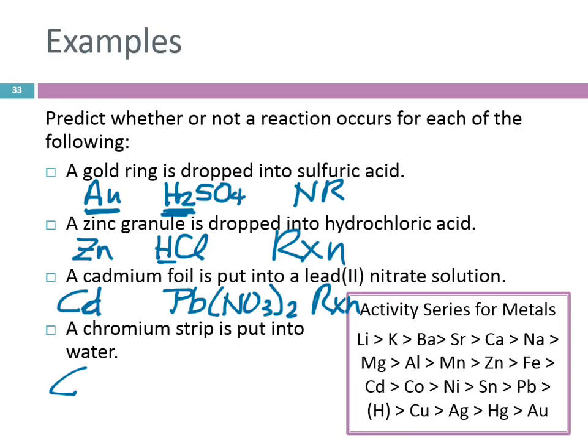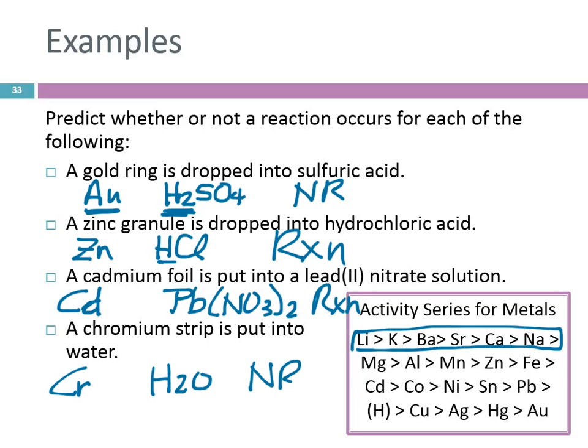A chromium strip is put into water. This isn't acid, this is water. So then we have to ask ourselves, is chromium one of the active metals, the most active metals? It's these top 6. Is chromium one of those? No. Then no, it will not react with water. Those are the only metals that react with water at room temperature.